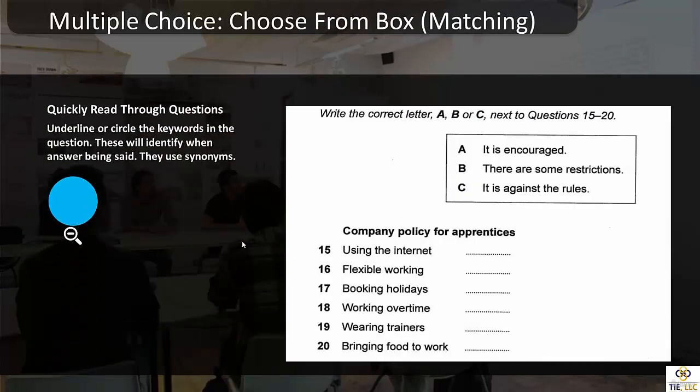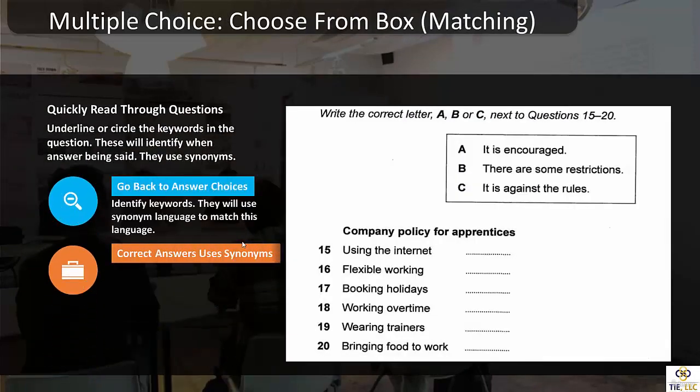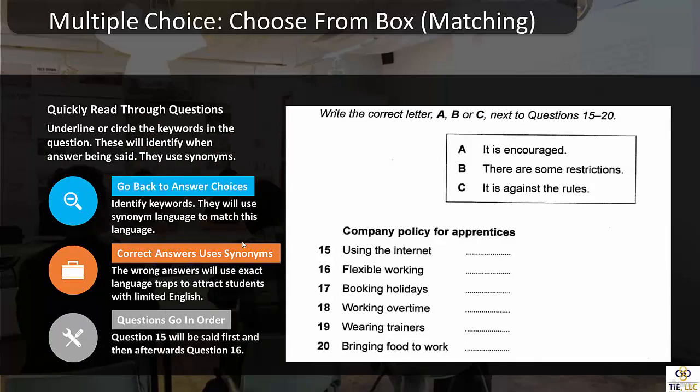And then, of course, you could have a multiple choice question where you have to choose from a box. And here, of course, an answer choice can be used more than once, because if you look to the right, you have 6 questions and you have 3 choices in the box. So an answer choice can be used more than once. So here, keep in mind the questions go in order. So you're going to hear the language for 15, then 16, then 17, then 18. Be aware they may use synonyms.